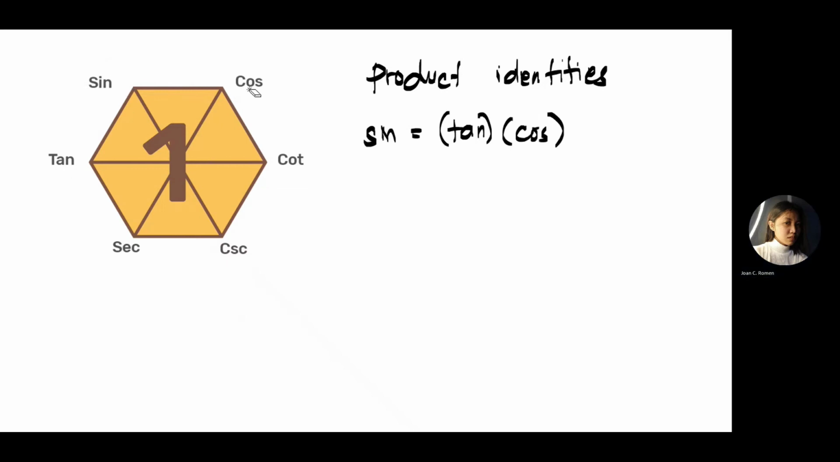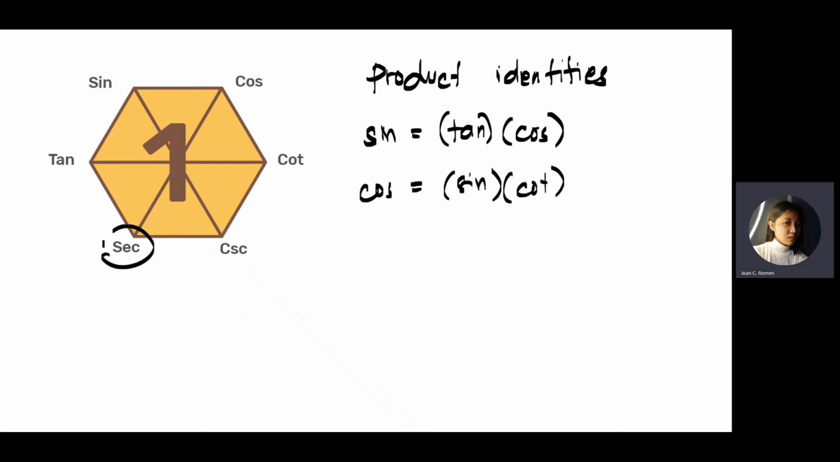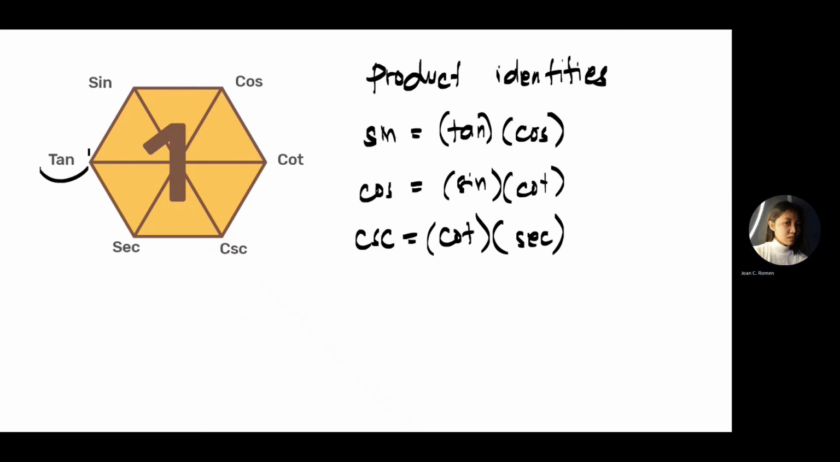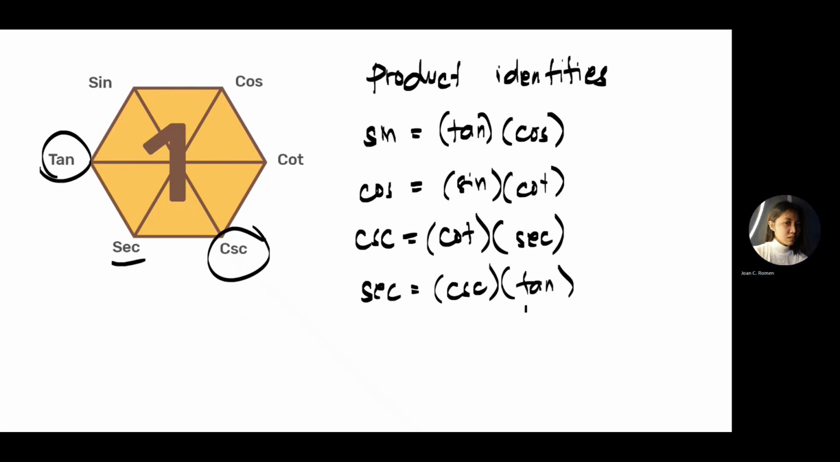So next, sine multiplied by cotangent. What is in between? That is cosine. So, cosine is equal to sine multiplied by cotangent. Okay, so next. Again, in between, secant multiplied by cotangent, that is cosecant. So, cosecant is equal to cotangent multiplied by secant. Okay? And then next, tangent multiplied by cosecant, that is equal to secant. So, secant is equal to cosecant multiplied by tangent.